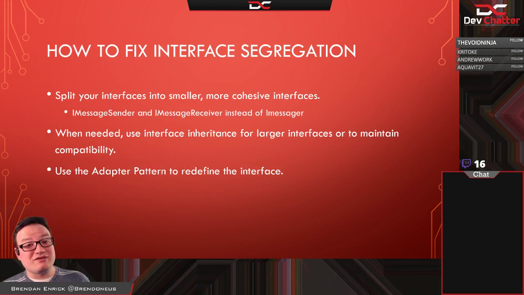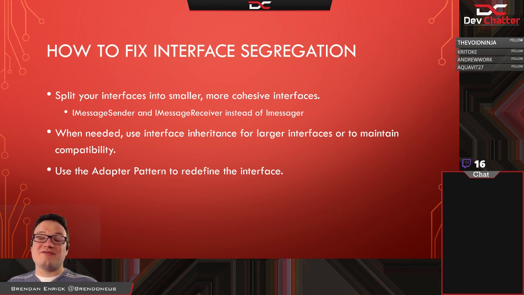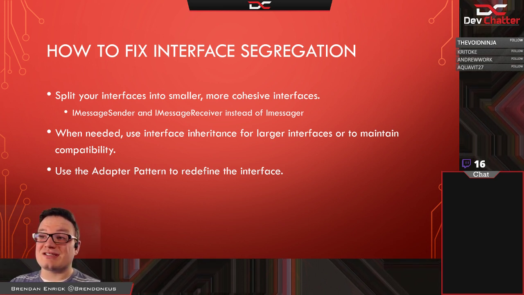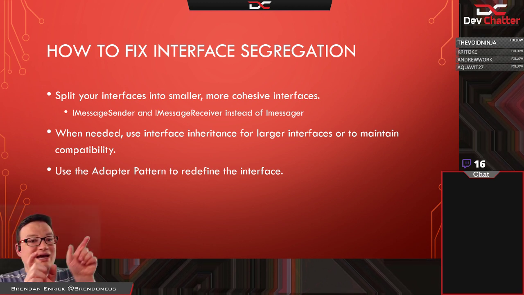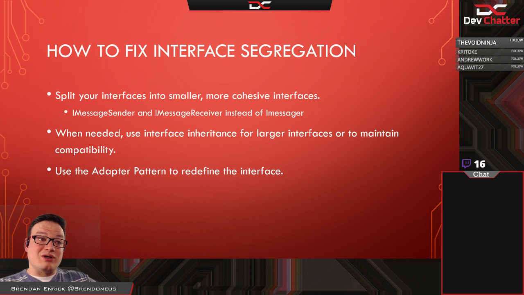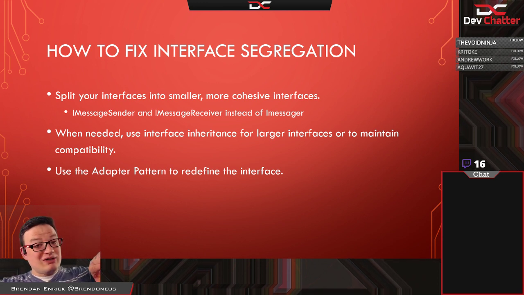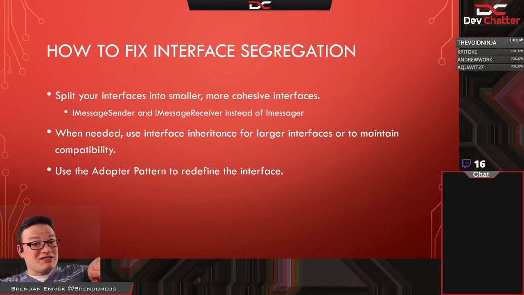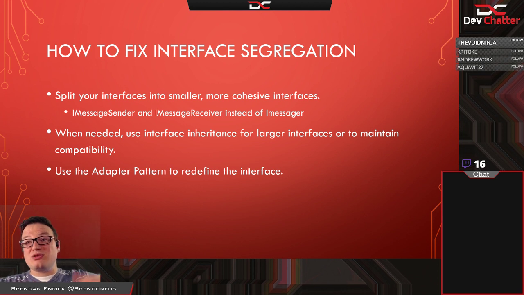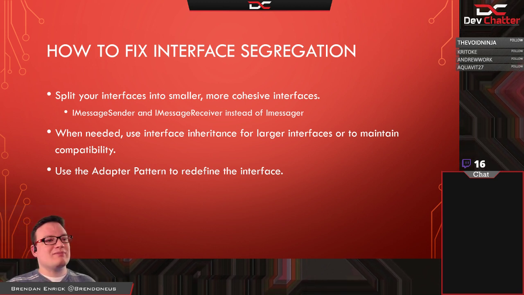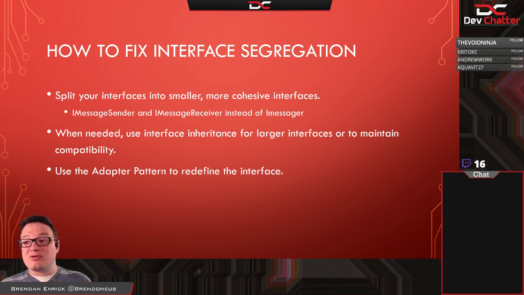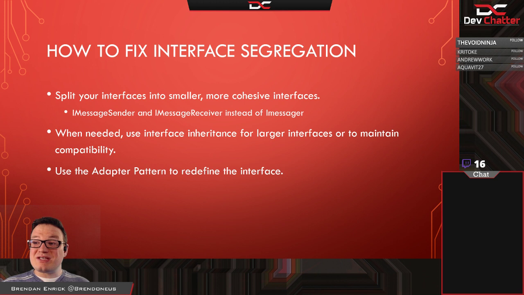In order to fix interface segregation principle, all we have to do is split up our interfaces into smaller, more cohesive interfaces. So I mentioned sendMessage, clearly that should go into one, and getAllChatters should be in another one. Those are unrelated commands, and someone that sends messages does not necessarily need to look up who is in the chat room at any given time. Hence, split up the interface. I give our example right here. We have iMessageSender and iMessageReceiver instead of iMessenger.